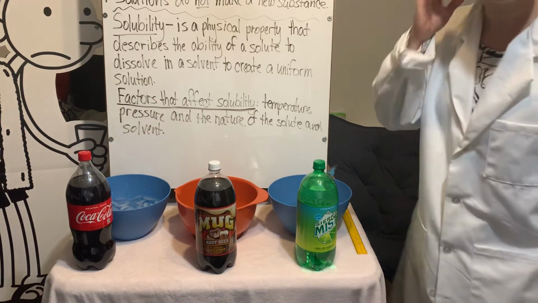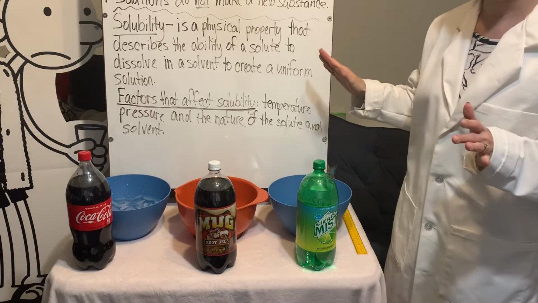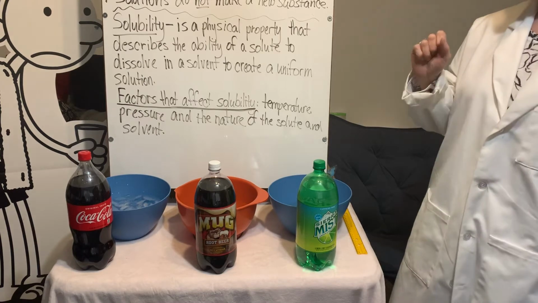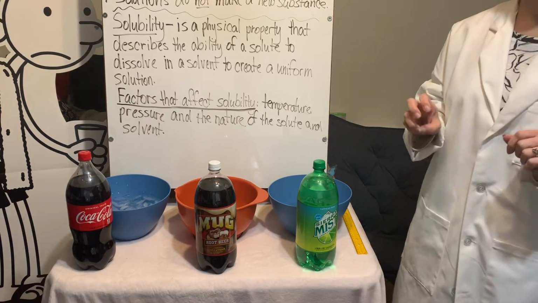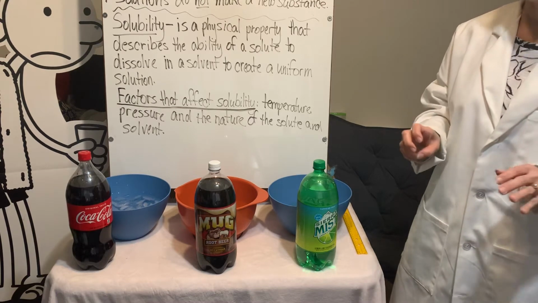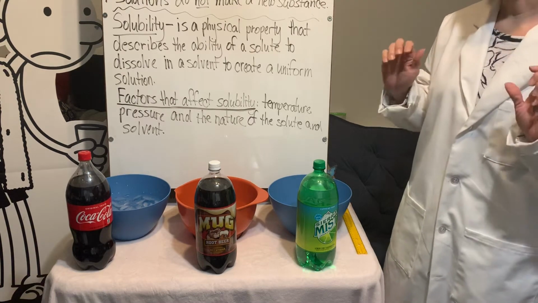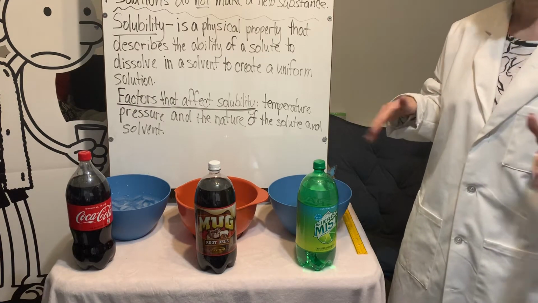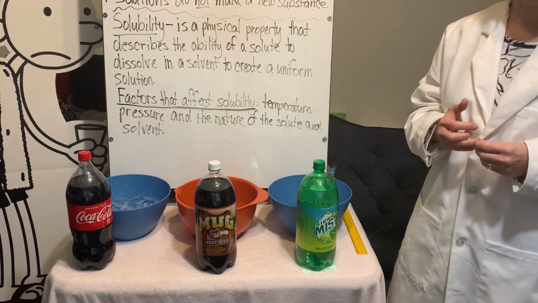Hello, sixth grade scientists. Today we're going to have an investigation on solubility. Remember, solubility is a physical property that describes the ability of a solute to dissolve in a solvent to create a uniform solution. We've talked about how sugar has a high solubility. It dissolves very easily in water. So did our lemonade drink mix. It dissolved really easily in water.